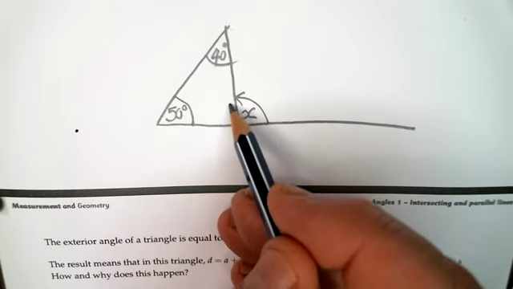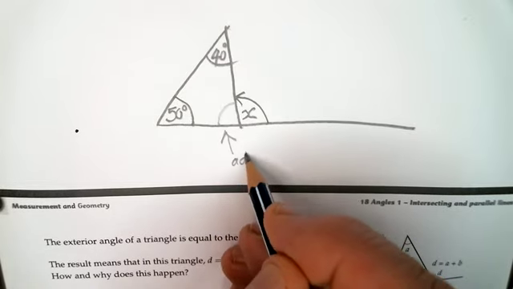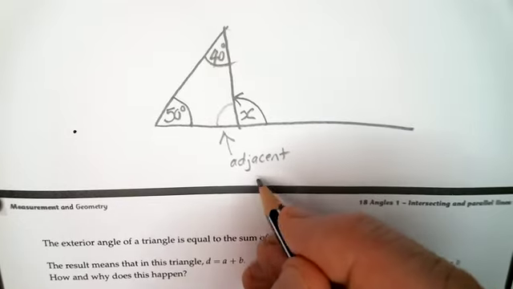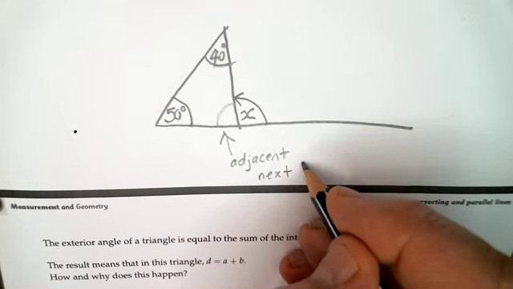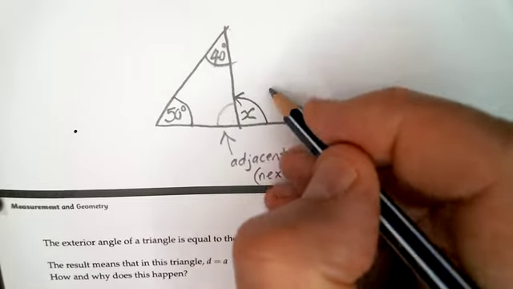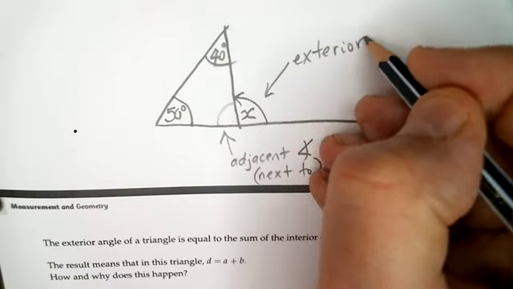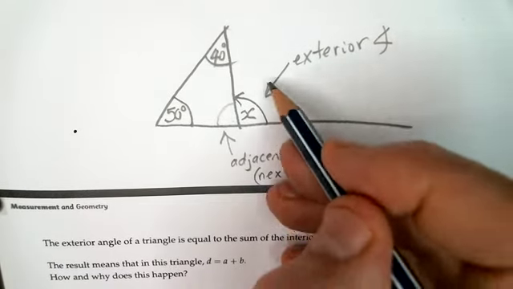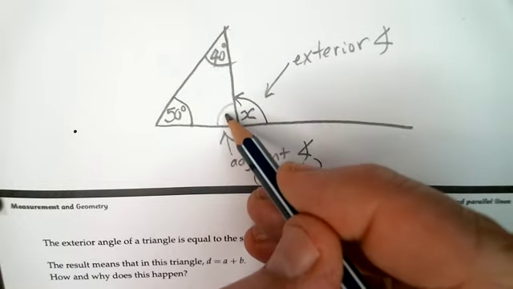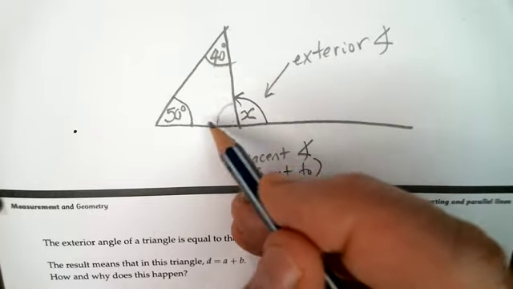Well, this angle here is not opposite. This one here is what we call an adjacent angle. Adjacent just means next to. This is the adjacent angle, that one there. This is the exterior angle. And the exterior angle is equal to the sum of the interior opposite ones. Well, this is interior adjacent. These two are opposite. This is opposite to these ones here.